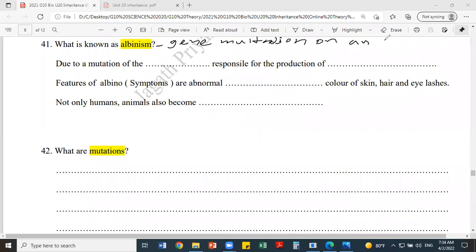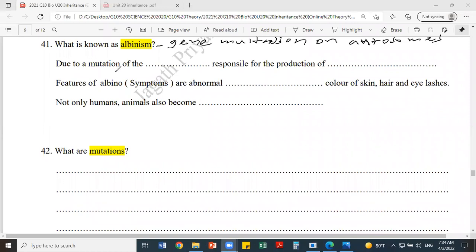How many autosomal chromosomes do we have? 44 autosomes. That means 22 pairs. The last pair is the sex chromosomes X and Y, the 23rd pair.